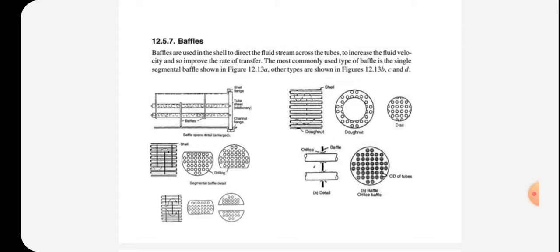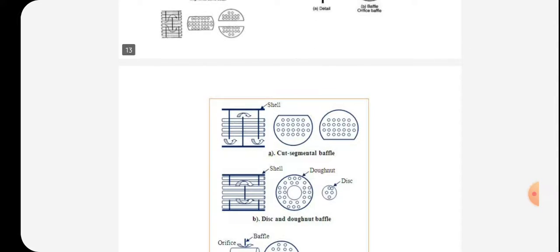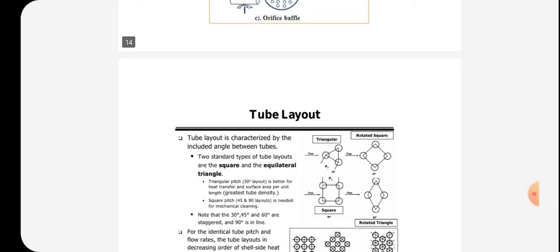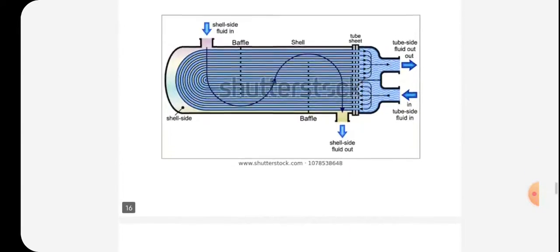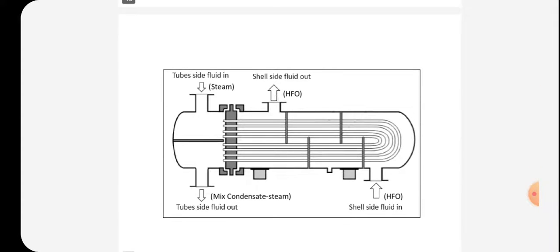The most commonly used type of baffle is the single segmental baffle, as shown in the figures. See, the different baffles are there: cut segmental baffle, disc and donut baffles, orifice baffle. Then the two types of tube layouts are there: triangular pitch and square pitch. How the tubes are arranged in triangular and square pitch is shown here. This is a typical example of a U-type shell and tube heat exchanger. This one also.